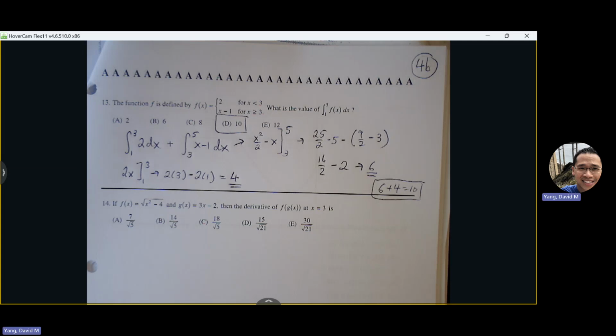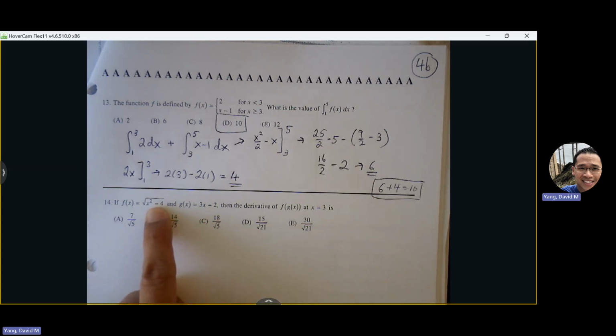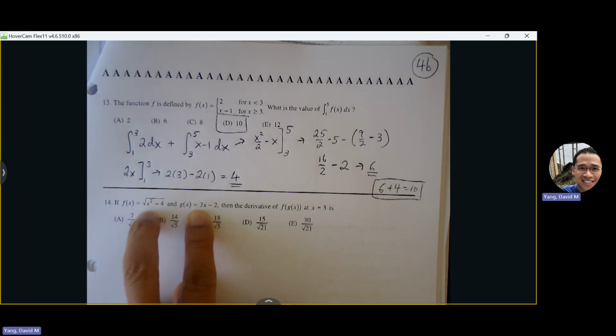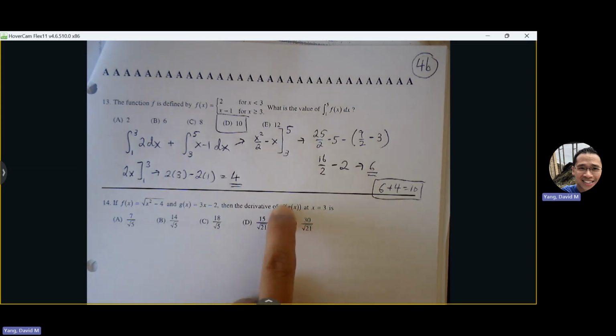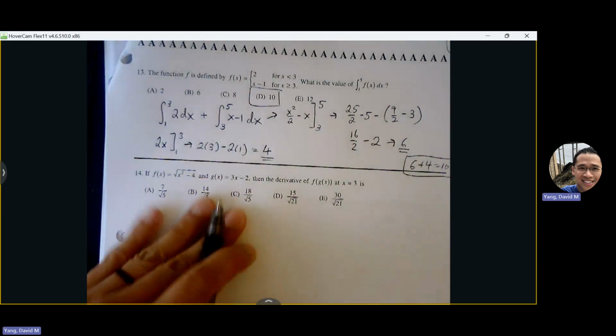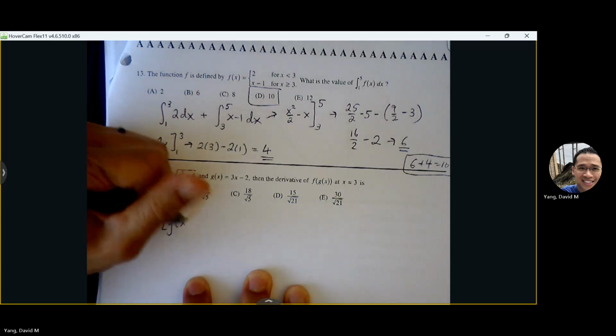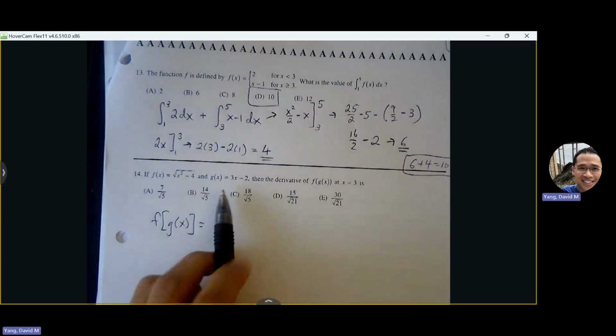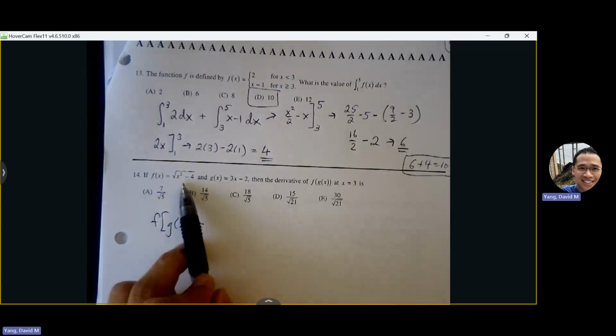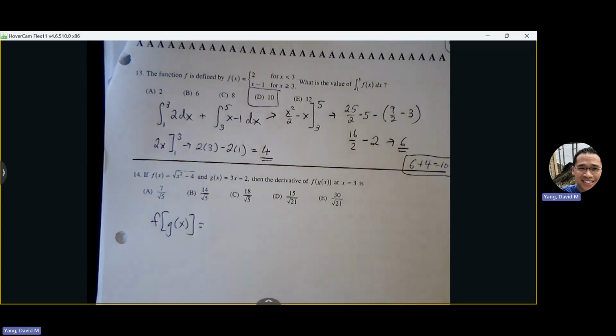All right, 14. We have f of x is root of x squared minus 4. You have g of x, which is 3x minus 2. Find the derivative of f of g of x. So let's build this composite function first. And then we can find the derivative, and then we can plug in 3. So f of g of x would be inserting the 3x minus 2 into the x of my f of x.